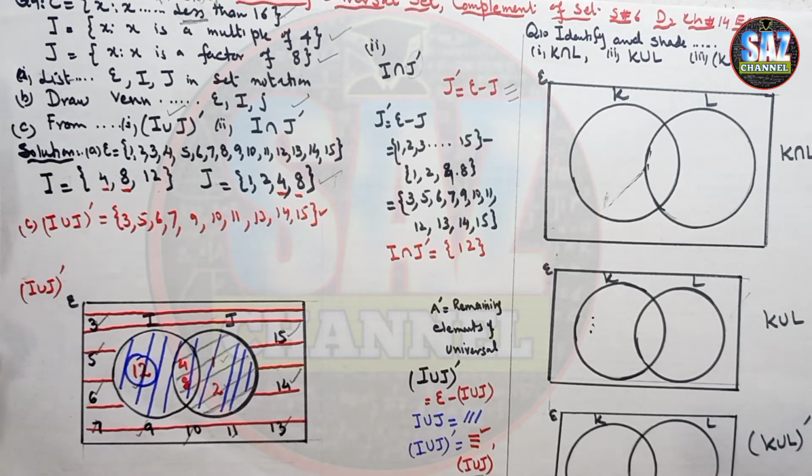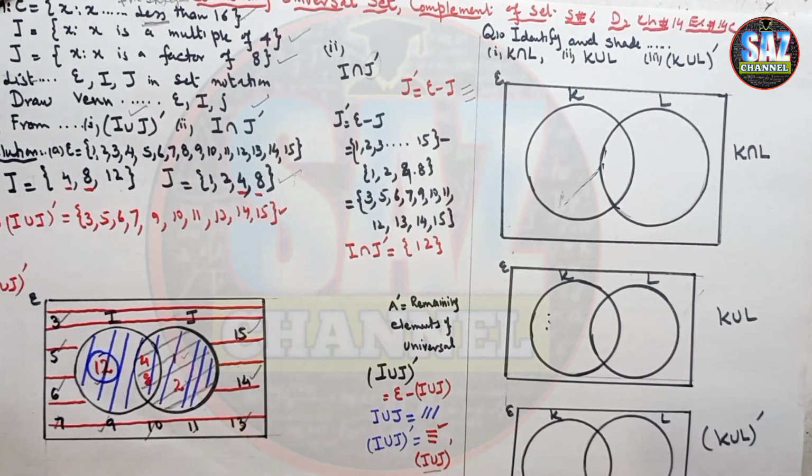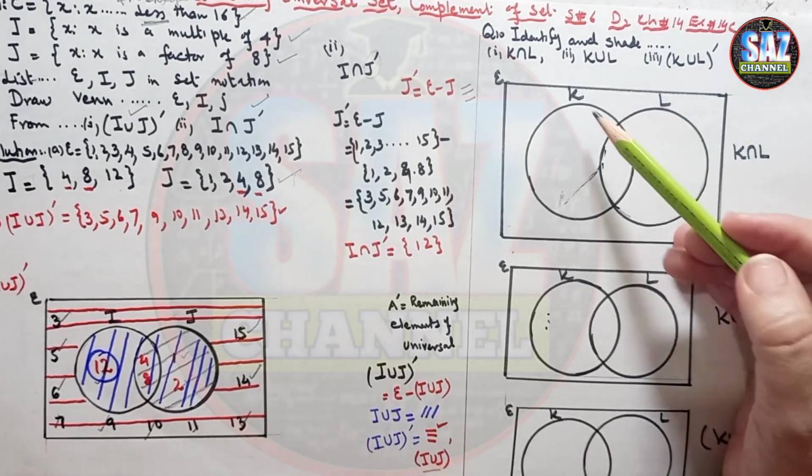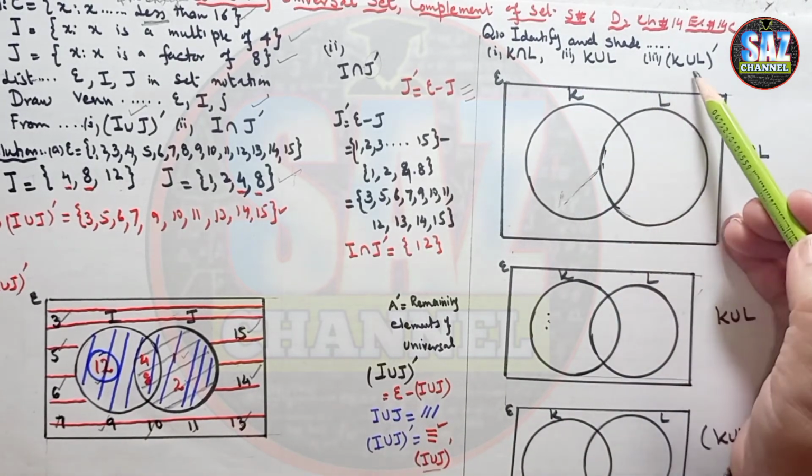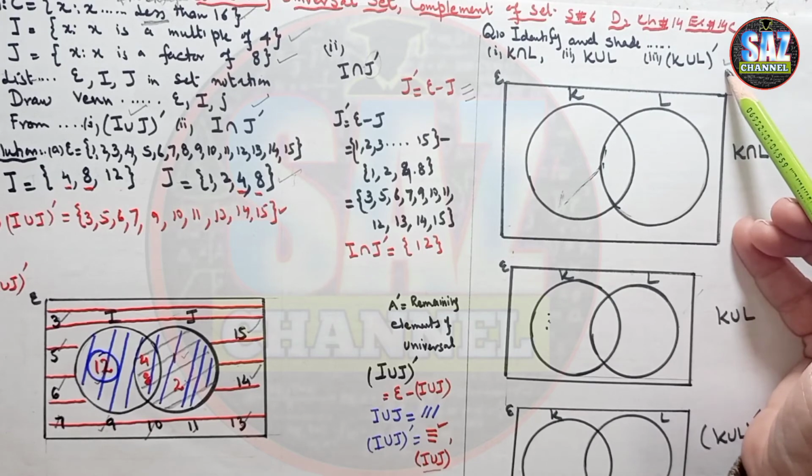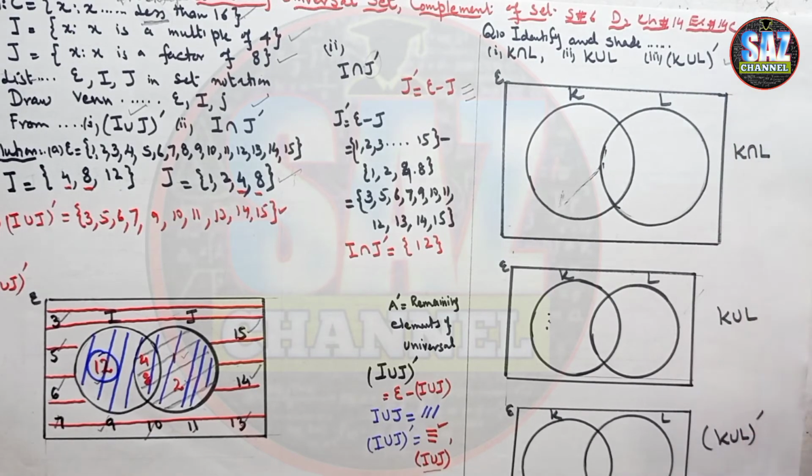Okay, coming to question number 10, and question 10 says, identify and shade the following regions on the separate Venn diagrams, and there are 3 situations given, that is K intersection L, K union L, and K union L whole complement. Again, it's a really important question according to your O-level examination as well. So let's move to the solution of the question, and the question says identify and shade.